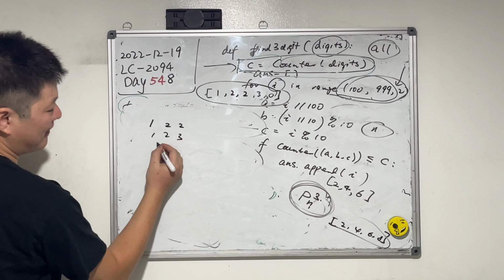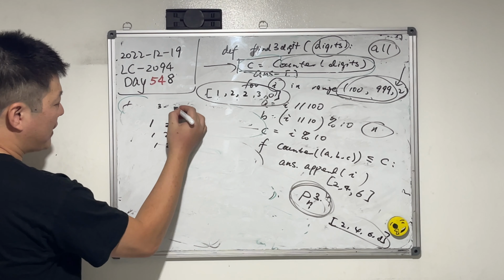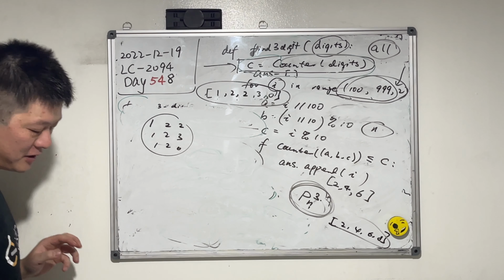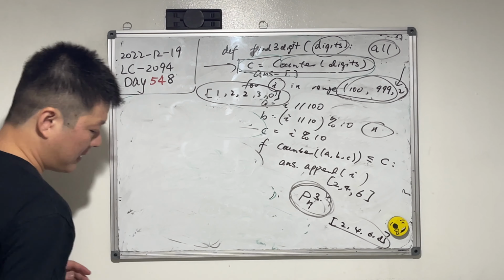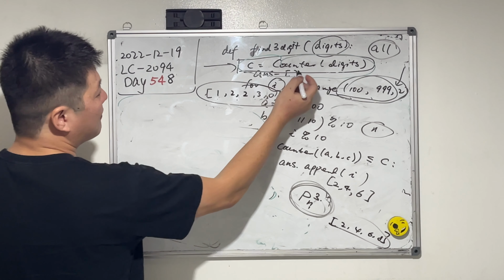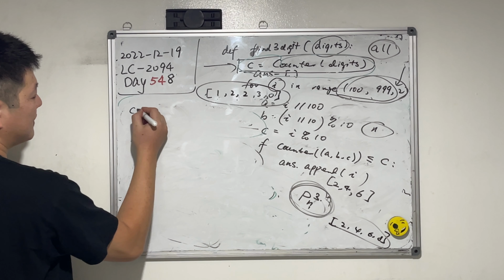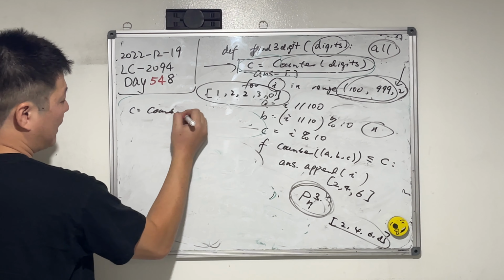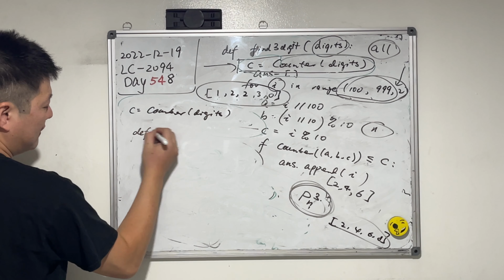1, 2, 0 here, right? So there are a lot. We want to find out the 3-digit permutation using the digits given, so we can do this depth search. Let's do it. First of all, we need to count the digits, because we need to know the frequency. C equals the counter of the digits. And then define the depth search.